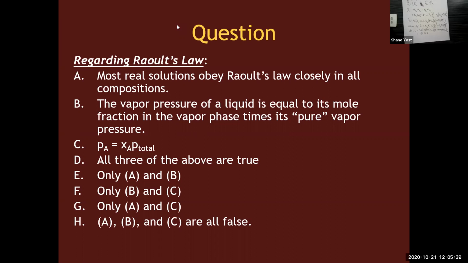But again, I'm trying to hammer home that point that we will use chi A or XA as the mole fraction in the liquid phase, and we'll start using Y sub A as the mole fraction in the vapor phase when we talk about these mixtures of liquids, because we will talk about mole fractions in the liquid and vapor phase, and they will be different from each other. The mole fractions in the liquid phase and the vapor phase will not be the same for almost all cases.